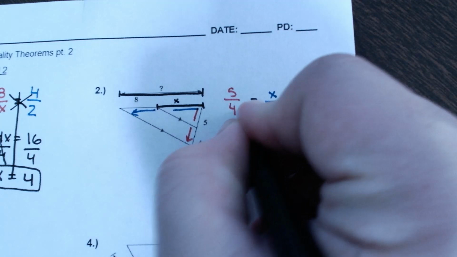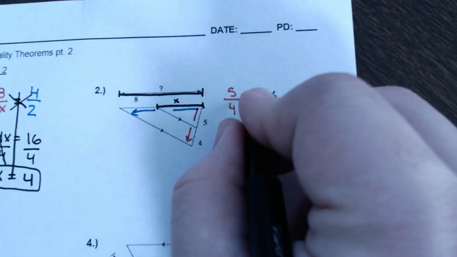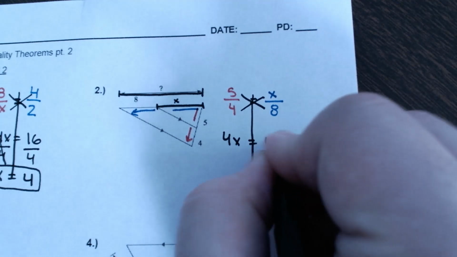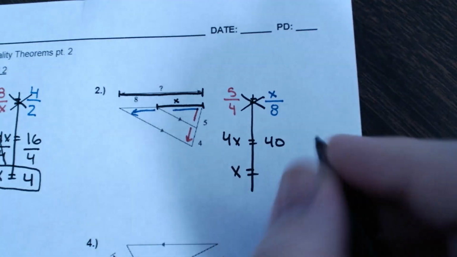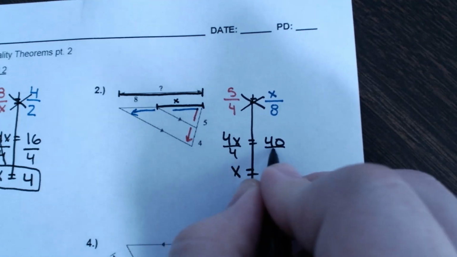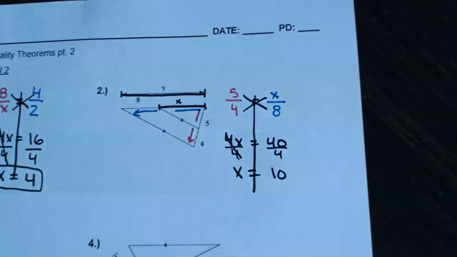But we're going to cross multiply: 4x equals 40. Divide both sides by 4. X equals 10. Is my final answer 10? No. What is my final answer? 18. 18.